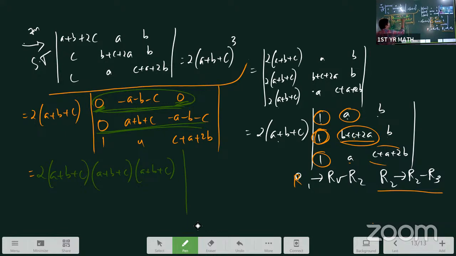Now, when I take a plus b plus c common from the first row, how will it be? 0 into a plus b plus c is 0 only, so 0 will be as it is. Here, minus a minus b minus c, but what I took common is a plus b plus c, so take minus common there. What I will be left with is minus 1. Here anyway it is 0 only. Is it clear?